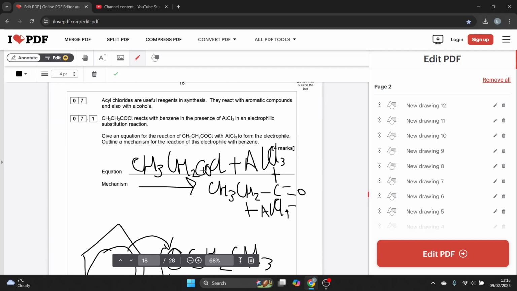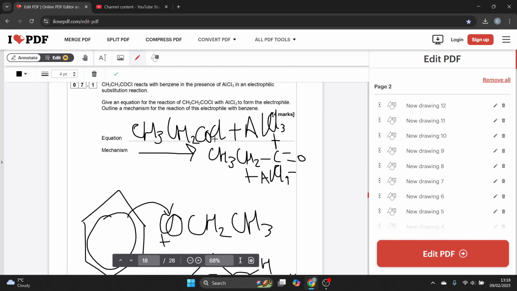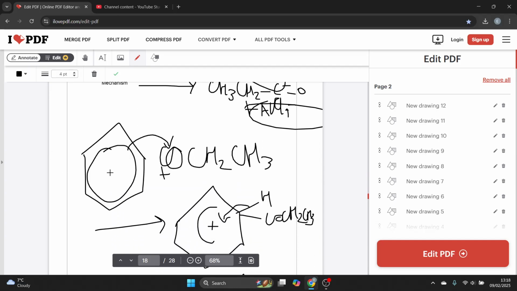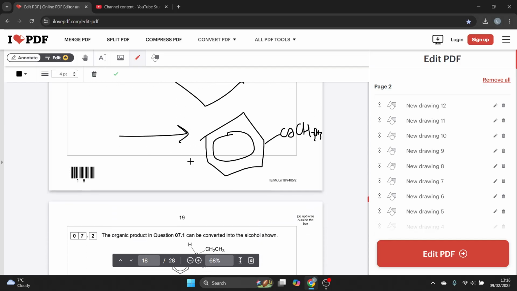They always like asking about electrophilic substitution mechanism, and you should literally know mechanisms so well. Like you can just literally apply it to any compound. So the equation CH3CH2COCl plus AlCl3, arrow CH3CH2C double bond O carbon positive charge plus AlCl4 minus. Here's the mechanism, there, and then there, and then you form that.